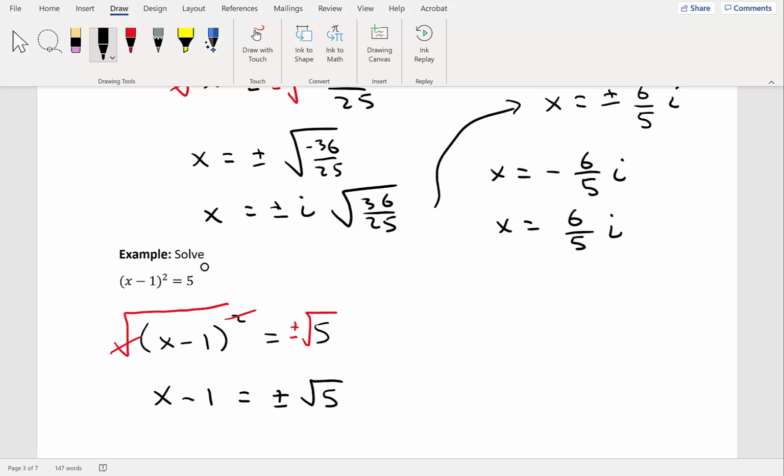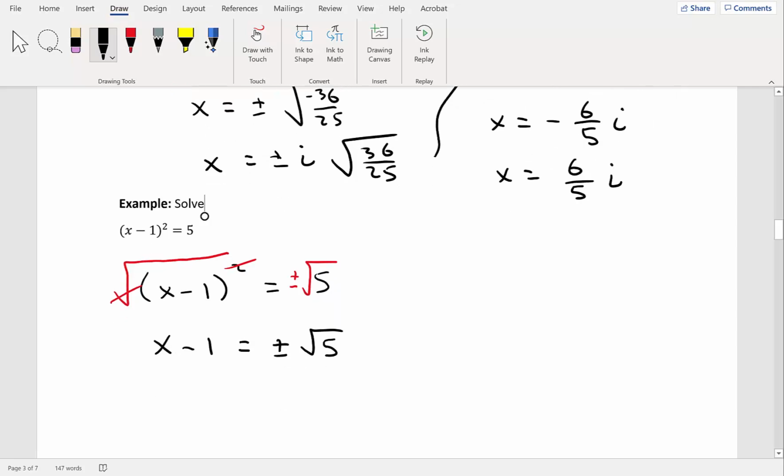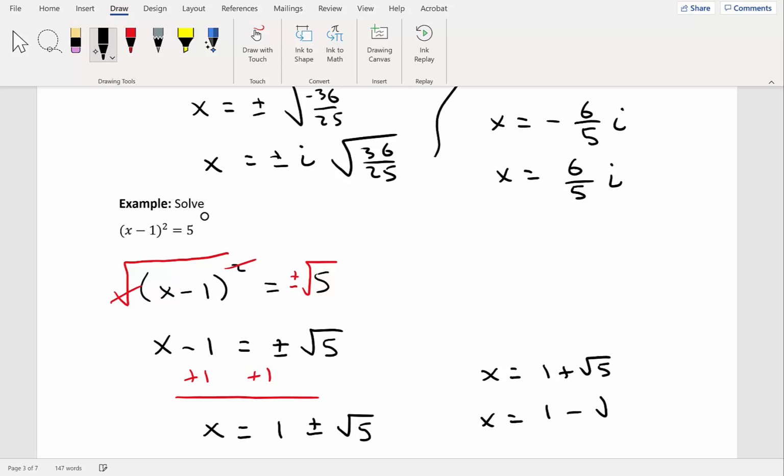So I have x minus 1 is equal to plus or minus the square root of 5. Now if I want to solve for x, let's go ahead and add 1 to both sides. I get x is equal to 1 plus or minus the square root of 5. Just remember this gives us two answers though. We have x is equal to 1 plus the square root of 5, and x is equal to 1 minus the square root of 5. Now 1 plus the square root of 5, I can't actually add these together. So I have to leave it the way it is. And the same thing with 1 minus the square root of 5.